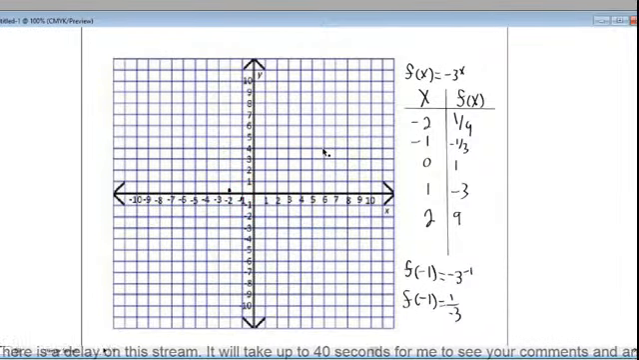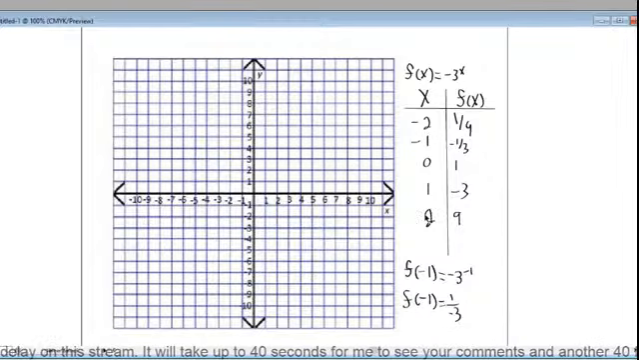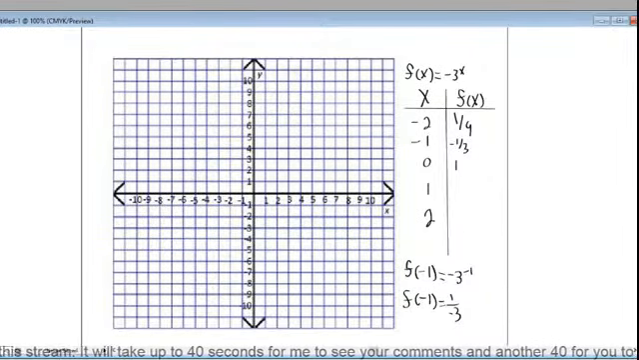Okay, so let's back up some more, and let's try another function.